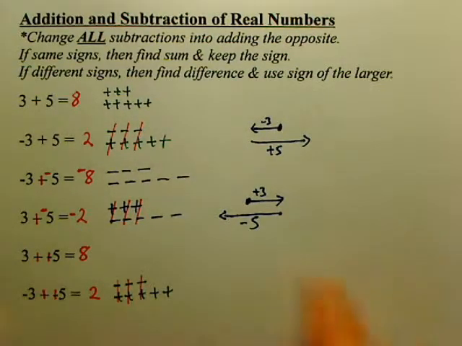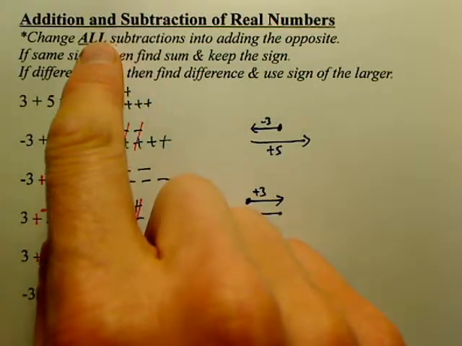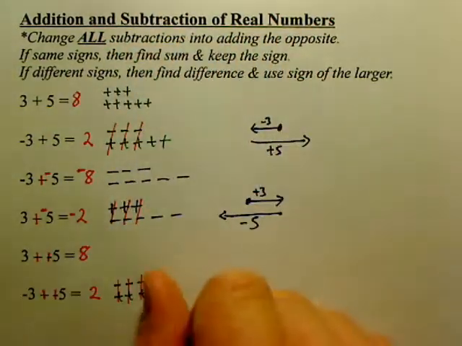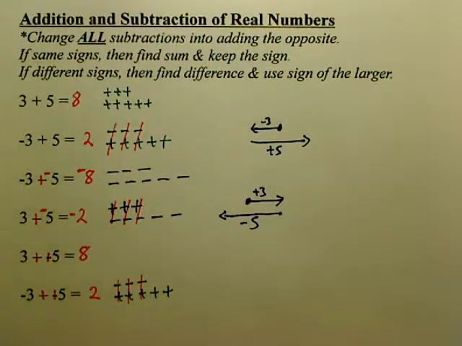So if this helps you, you can make a little number line going forward, backward, and think of it that way too. There's lots of different ways to do adding and subtraction of positive negatives. Just the biggest thing though is change all subtractions to adding the opposite, and then you can memorize these rules or think of pictorially what's happening.